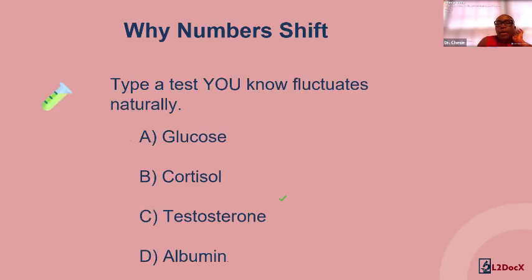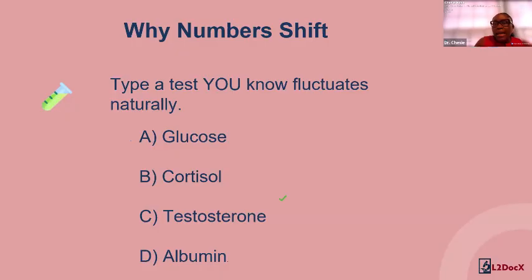There's another interactive question here. Why numbers shift? I would like for you to type a test you know that fluctuates naturally in the chat window. Which of these tests would fluctuate naturally? If you've been following, I've been talking about some tests changing in the morning. There was one I even said that in the morning it's high, and in the evening it's low. Okay, somebody said glucose. That's good. Okay, cortisol. That's good. Any other options? Nobody's selecting D or C. Okay, I'll take these two answers and move on with it.